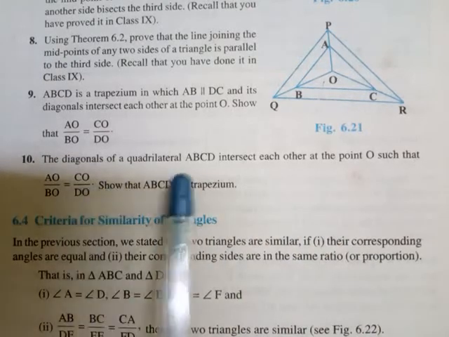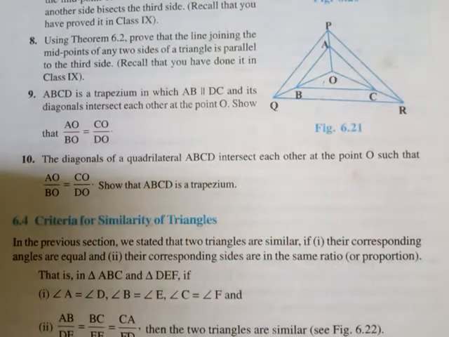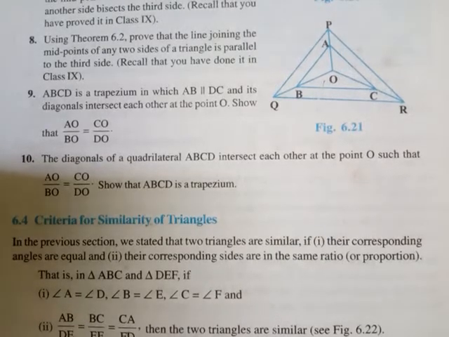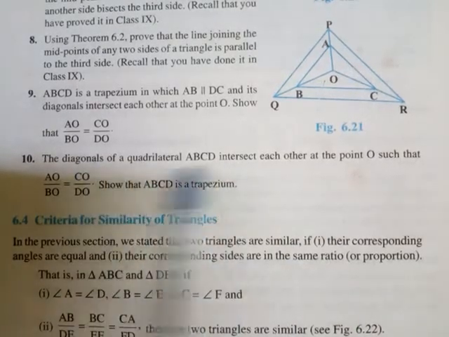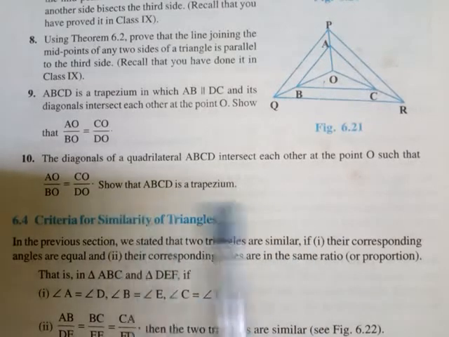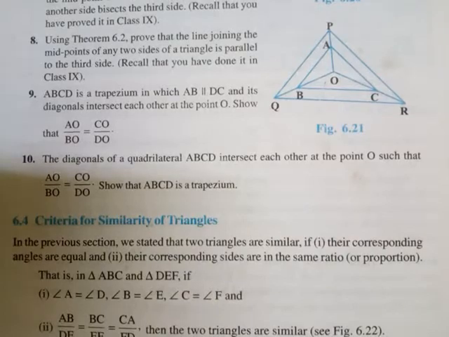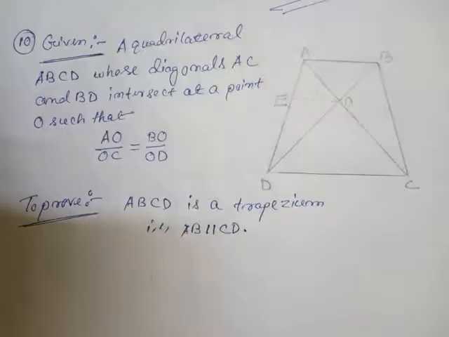Now look, ABCD is a quadrilateral. What is the meaning of quadrilateral? The four line segment boundary figure is called a quadrilateral. So ABCD is a quadrilateral and we have to prove that ABCD is a trapezium. And the conditions are given here. Now let's have a look how to solve this one, question number 10.